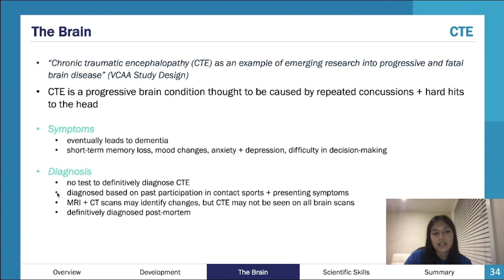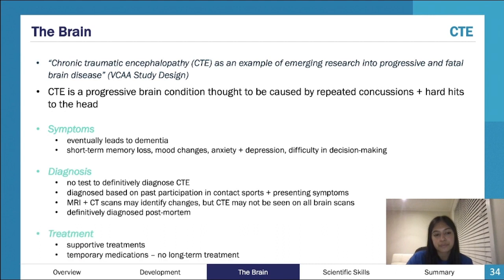So again, that's the idea here. Based on their history, they played contact sports for a long time, they got concussed a billion times, they're showing all these signs of CTE, of dementia, then it's probably CTE. Again, you can use imaging as sort of a backup, but it might not be the best technique to diagnose it.